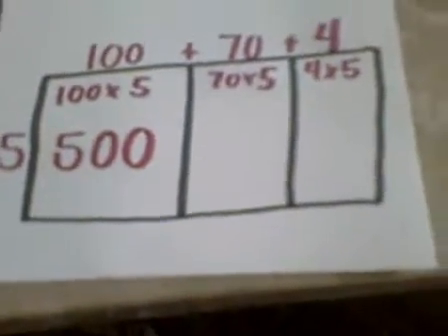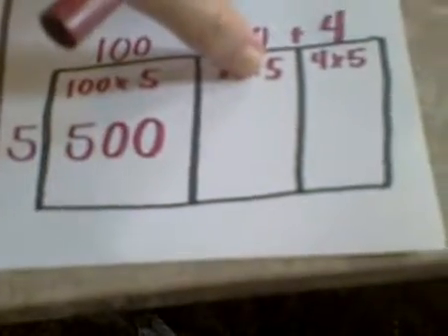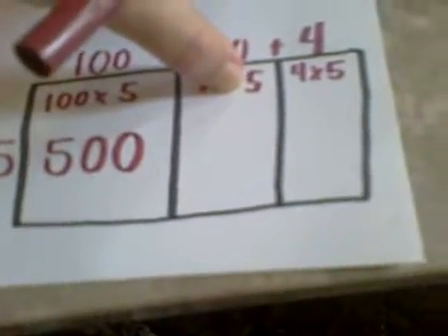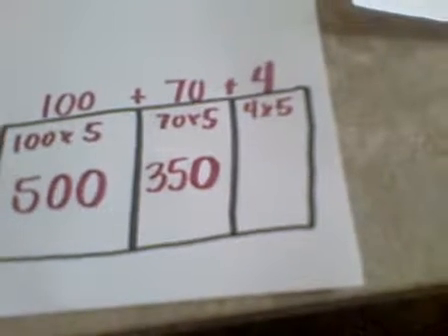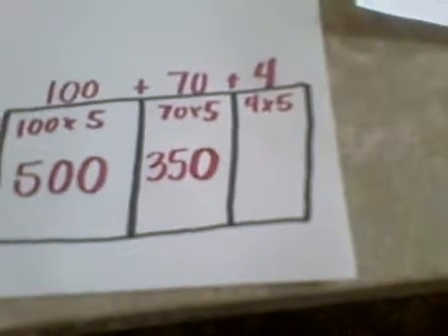70 times 5. I can cover up my 0. I know 7 times 5 is 35. I can place my 0 back on the end of my number because I'm multiplying by 10. 70 times 5 is 350.